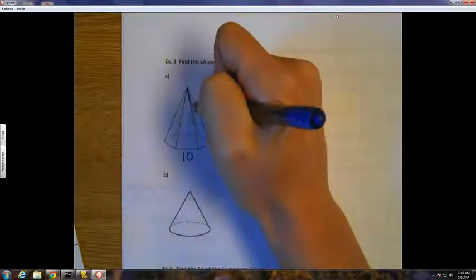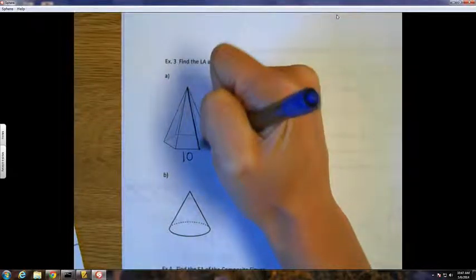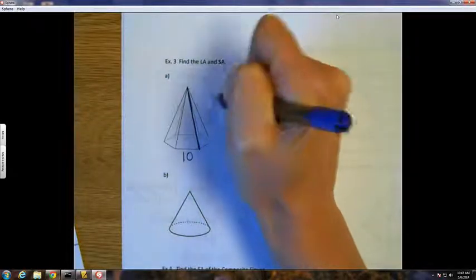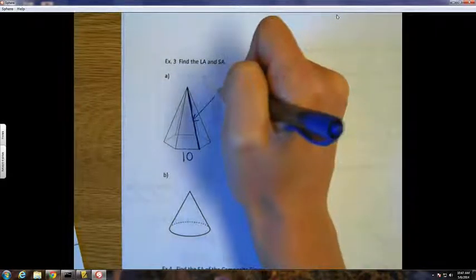I'm going to give you this edge length here. Kind of shade it in so you know which one I'm pointing at. This one is 8. Oh, my picture's bad, but that's all right. And then we're going to find LA and SA on that.